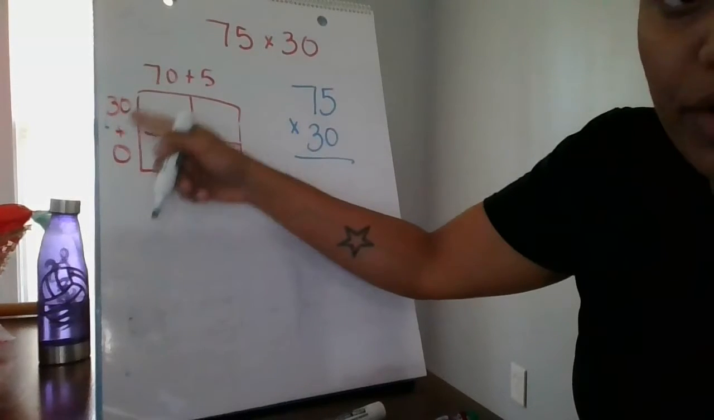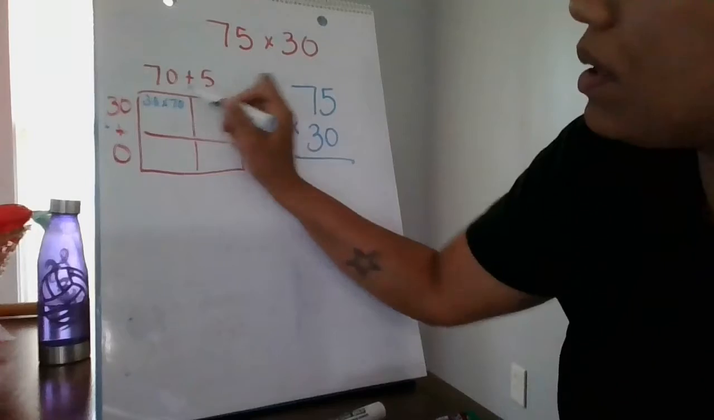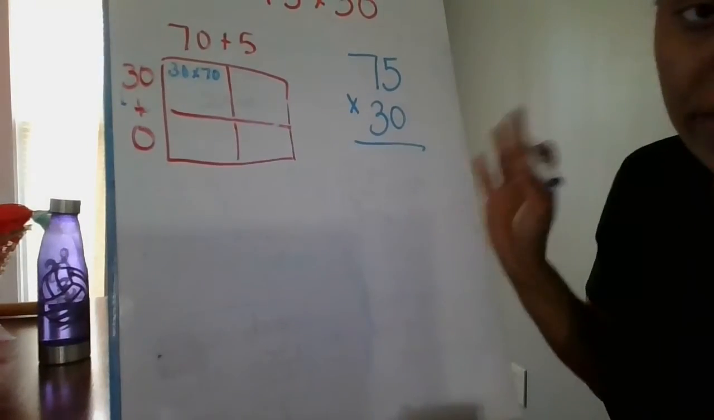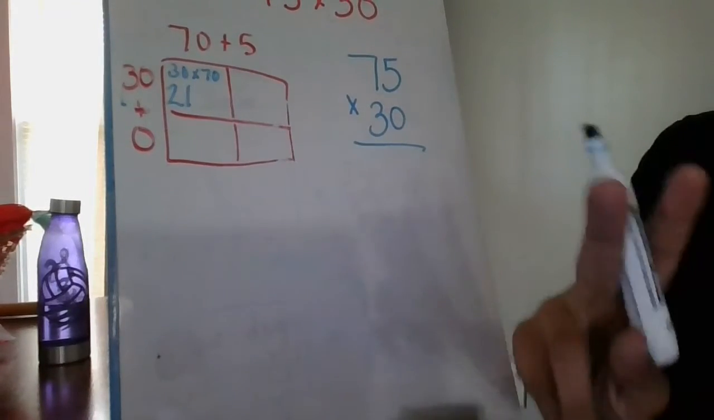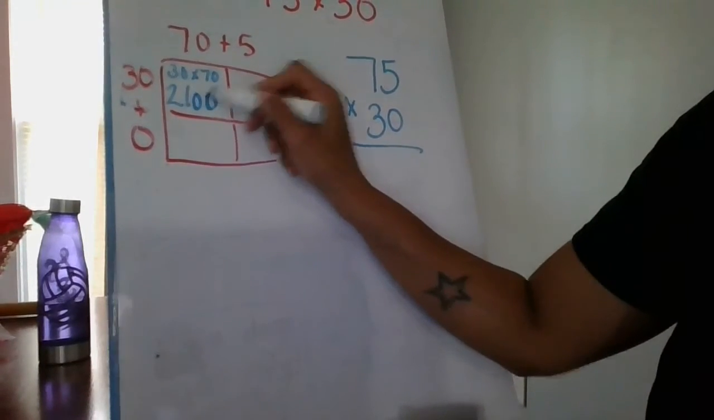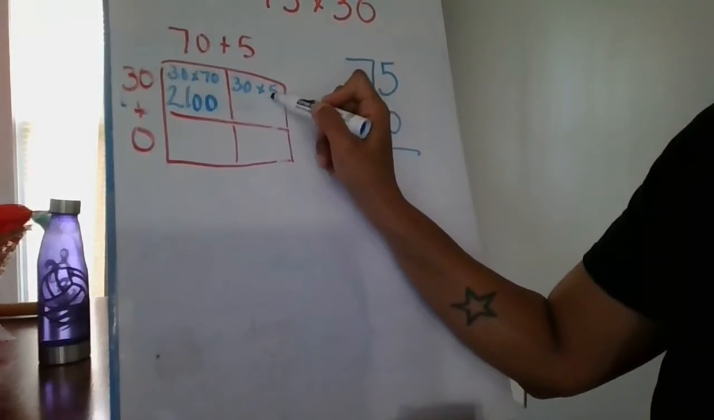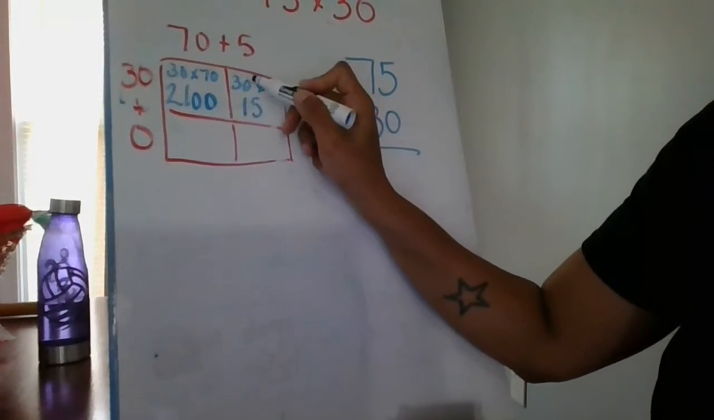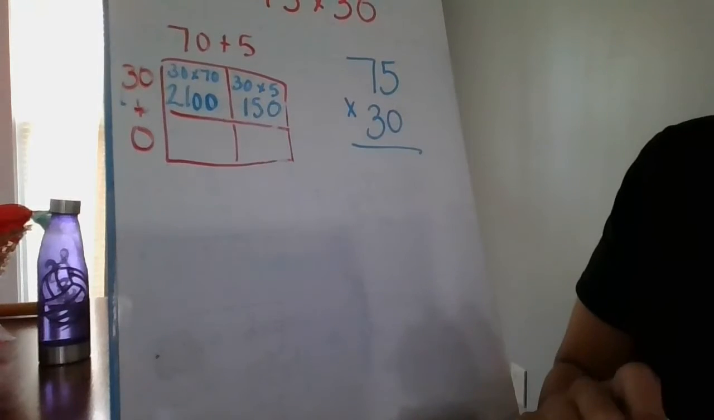I'm going to do 30 times 70, and I need to write that in the box. So what do I do? I look at everything that is not zeros. So 3 times 7 is 21. And how many zeros are in that box? 2. I add 2 zeros. I do 30 times 5. Well, what is 3 times 5? 15. How many zeros are in that box? Just 1. So I add 1 zero.